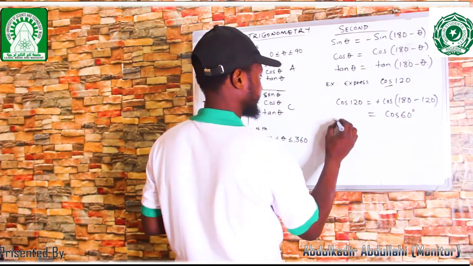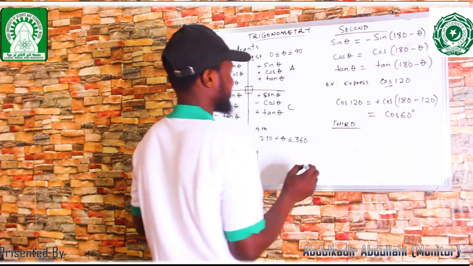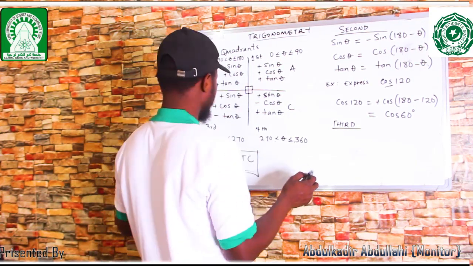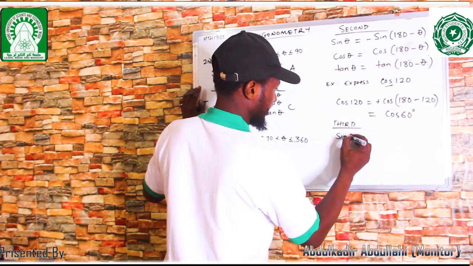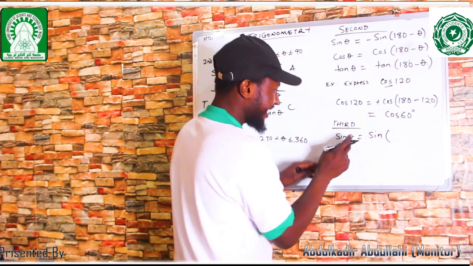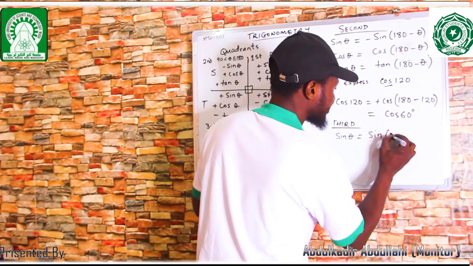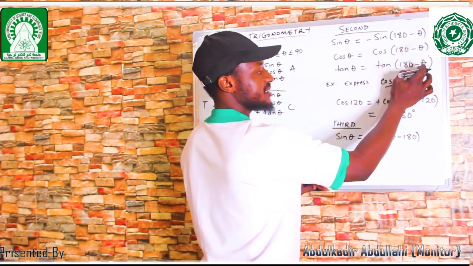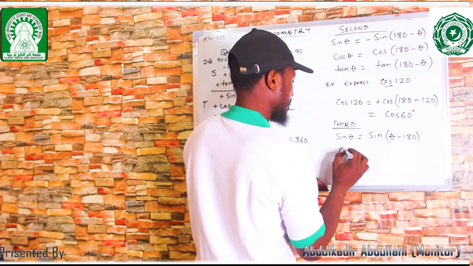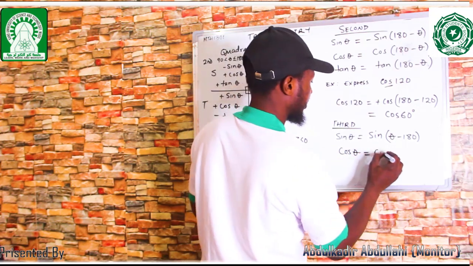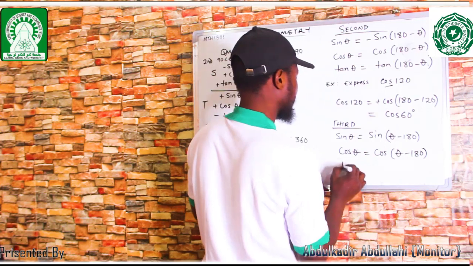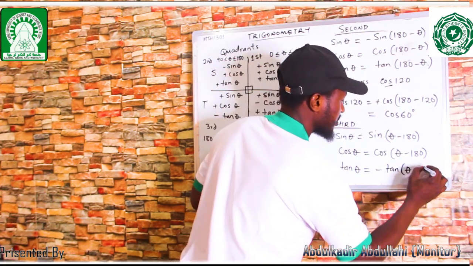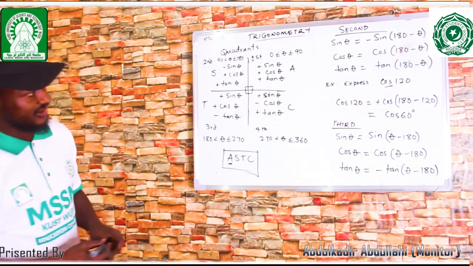Now let's see the third quadrant. In the third quadrant, where theta is greater than 180 but less than 270, we are going to have our sine. In the third quadrant, sine is positive, so we go with positive sine. For any number that lies in the third quadrant, you subtract 180 from theta. In the second quadrant, we have 180 minus theta, while in the third quadrant, we have theta minus 180. Now, cos theta. Cos is also positive. We have cos, the same thing, theta minus 180. The last one is tan theta, but tan is negative in the third quadrant. We are going to have minus tan of theta minus 180. This is very, very important.